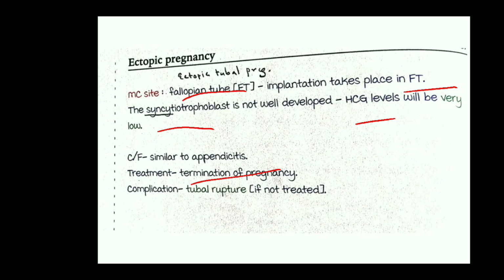It is very important that if a female patient comes to us telling the symptoms and clinical features of appendicitis, we ask the menstrual history of the patient. And if the patient says she had no periods in the previous months, or she had amenorrhea, it is important to look for the urine pregnancy test and the serum HCG levels, because it can be a case of ectopic pregnancy as well.